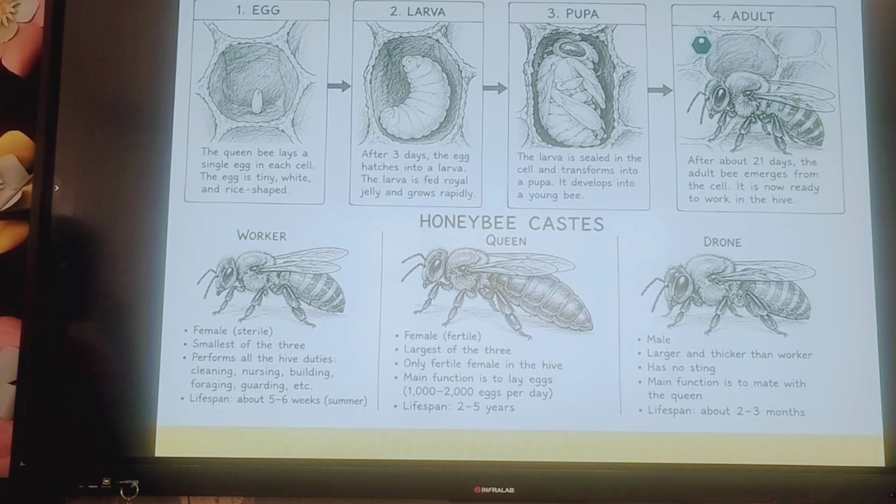So this is also an example of social organization. You can see there is a caste system also, and there is a social organization, both for the distribution of work as well as genetically: you can see that the worker is sterile, the queen is fertile, and the male is fertile.